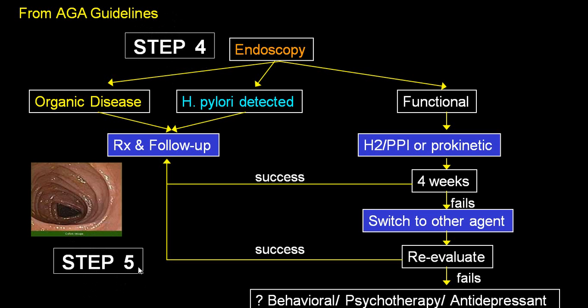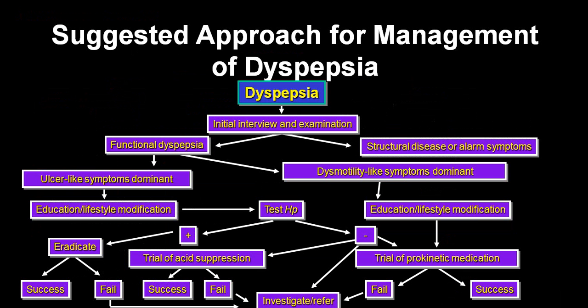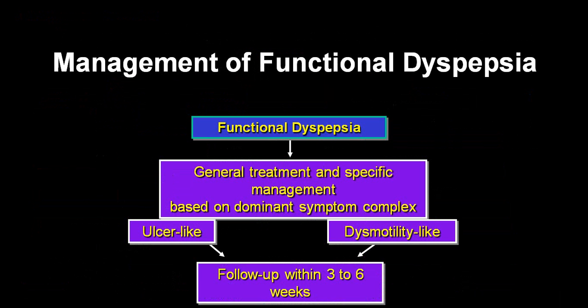So step 5 is, always try to rule out malignancy. So these are all the different algorithmic approaches for dyspepsia which we have already discussed before. This is given together in one single slide. At your leisure time you can go through.